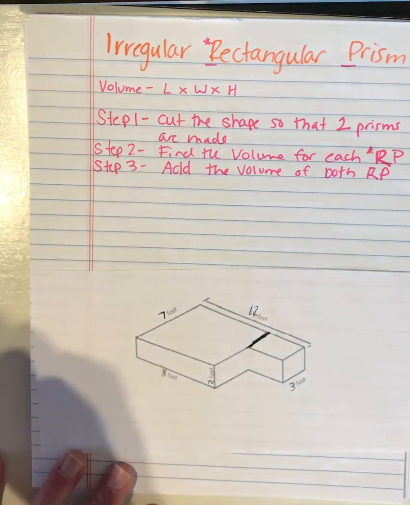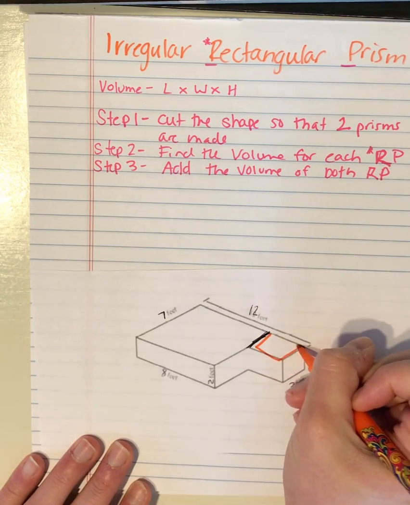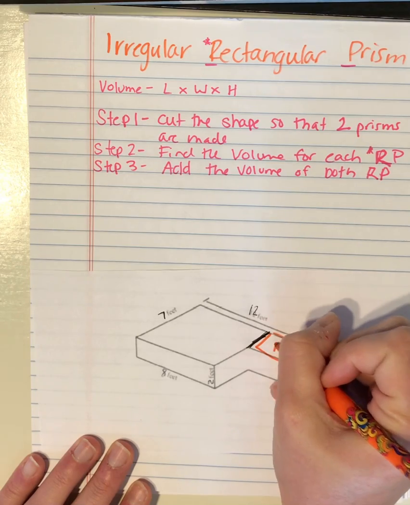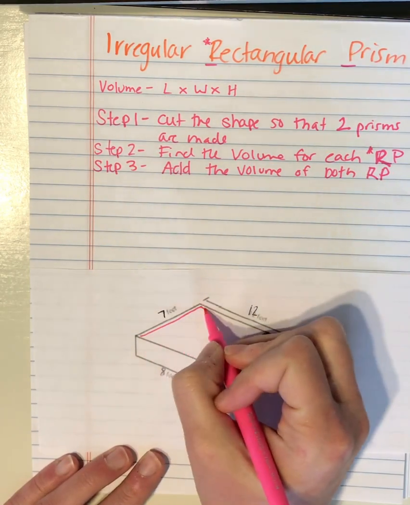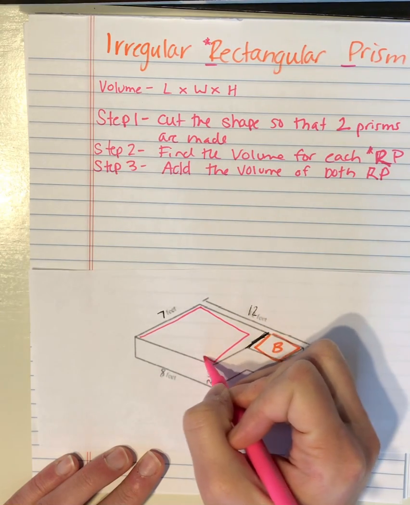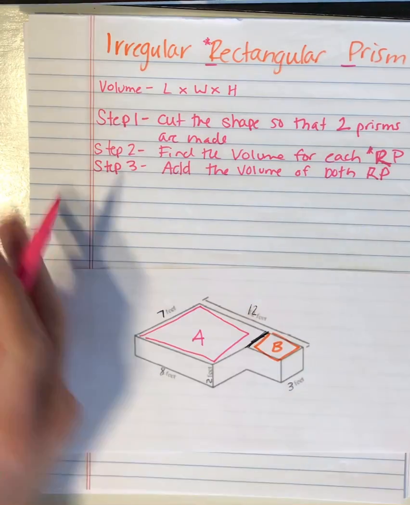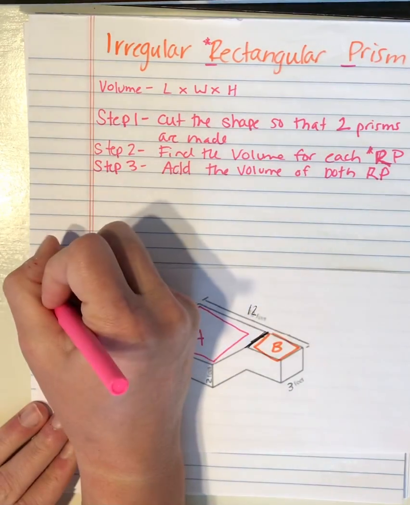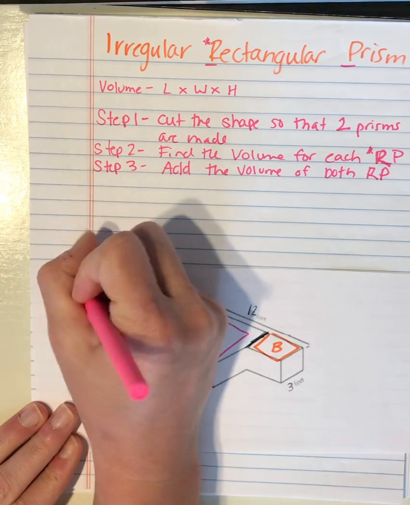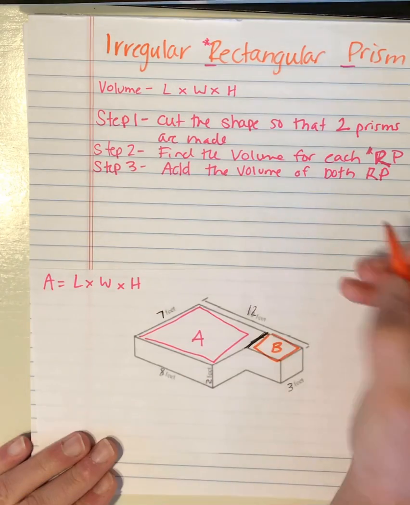Okay? So I'm going to use my color to draw the face of this one. We'll call this one B. And again, we'll make this larger one A. So step number 2, find the volume for each rectangular prism. So I need the volume for A, and I need the volume for B.